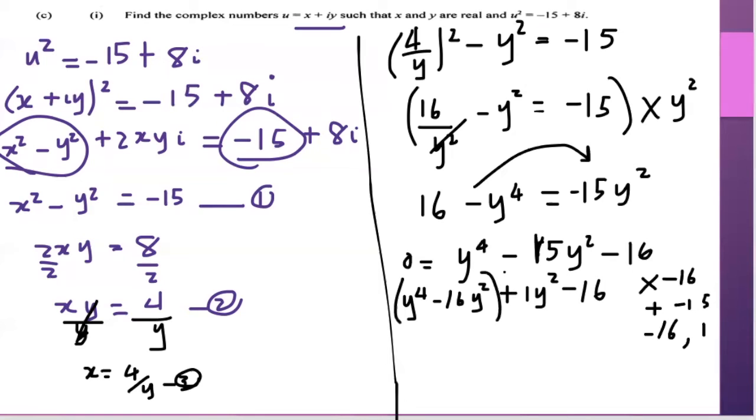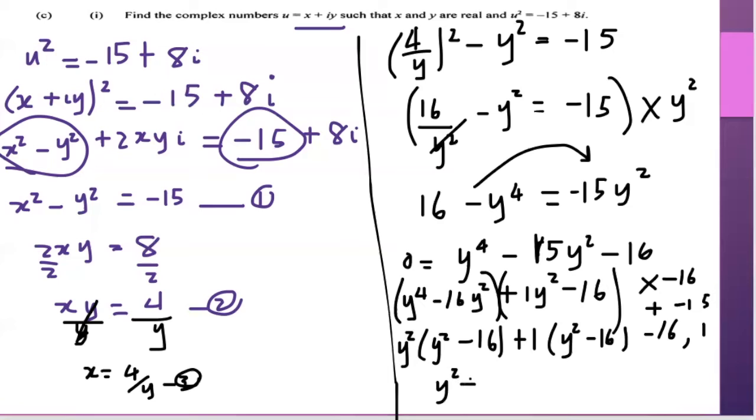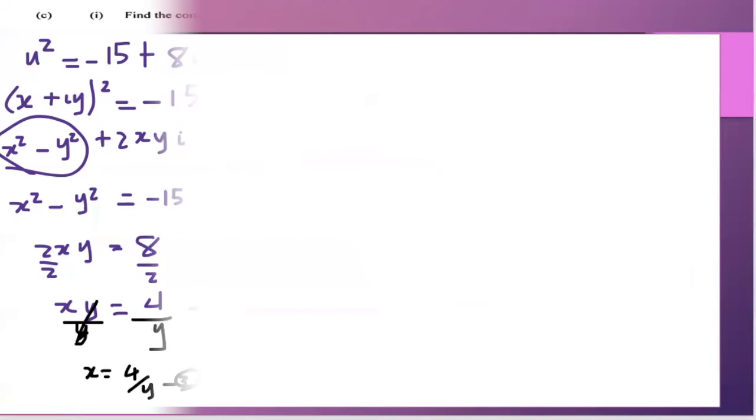Now grouping to factor out what is common, we're going to factor out y squared, and I'm left with y squared minus 16. And then for the next one, I factor out positive 1, so I'm left with y squared minus 16. So it means I have y squared plus 1 and y squared minus 16. Now don't forget equals 0. So that's what I'm going to move on to. I'm going to solve where I equate it equals 0. Don't forget x and y are real.